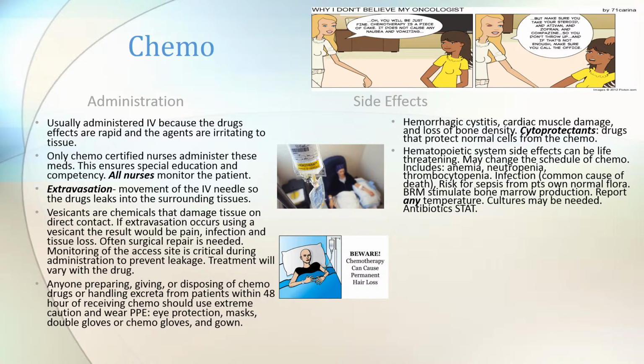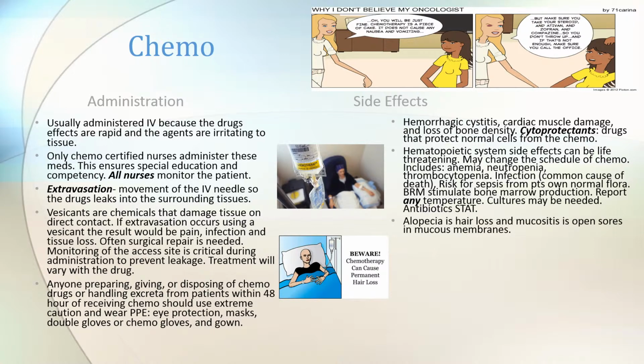Hematopoietic system side effects can be life-threatening. They may change the schedule of the chemo. This includes anemia, neutropenia, and thrombocytopenia. Patients may experience infection, which is a common cause for death. They are at risk for sepsis, basically from their own normal flora. Biological response modifiers stimulate bone marrow production. We want to report any temperature change. Cultures may be needed and provide antibiotic stat.